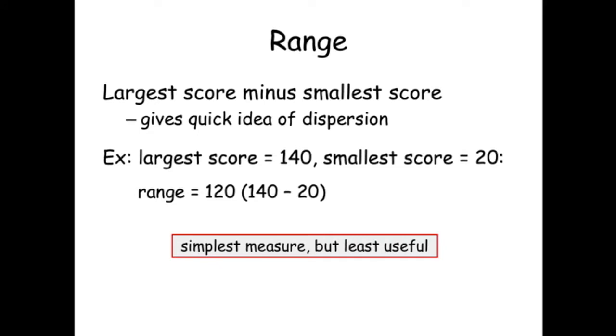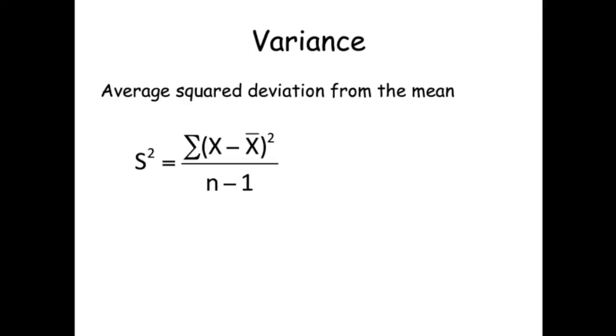It provides a quick and easy measure of the spread in a set of data, but it ignores all but the highest and lowest scores, and is the least useful measure.